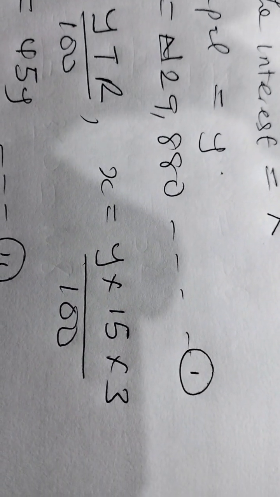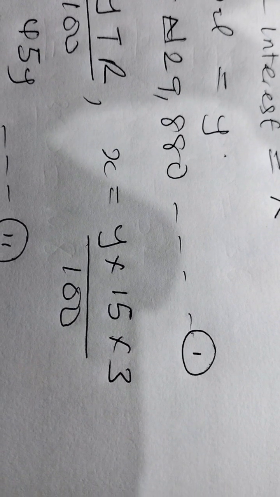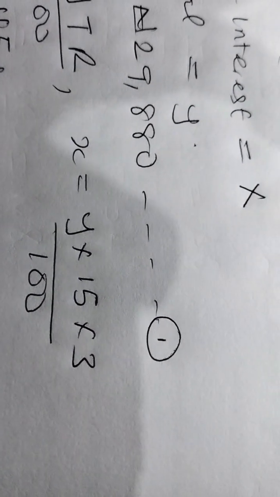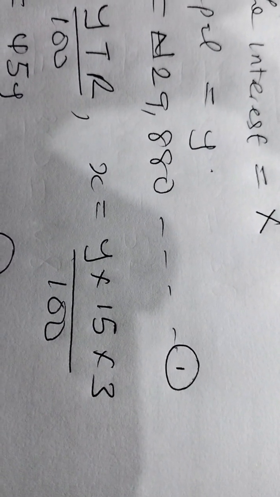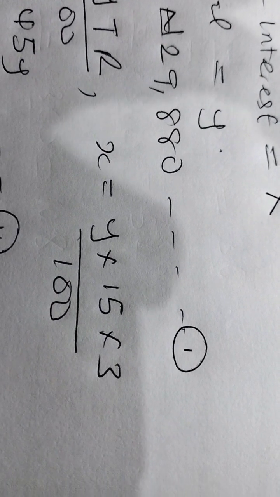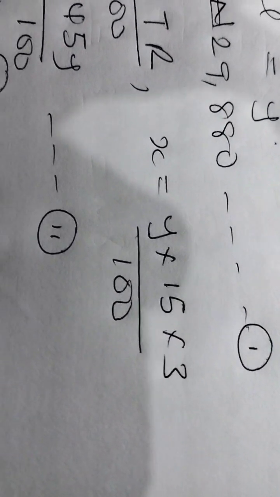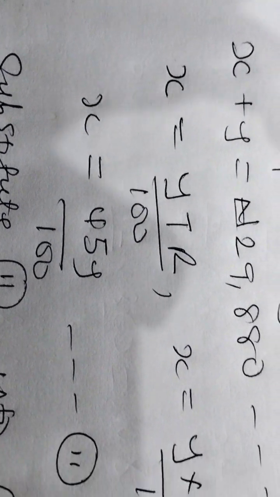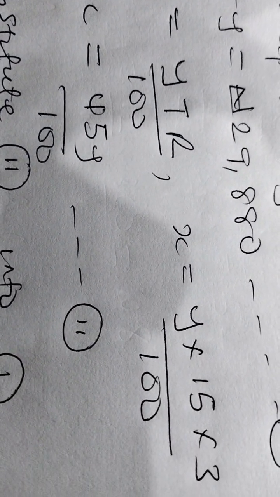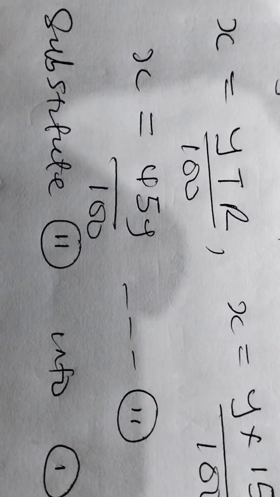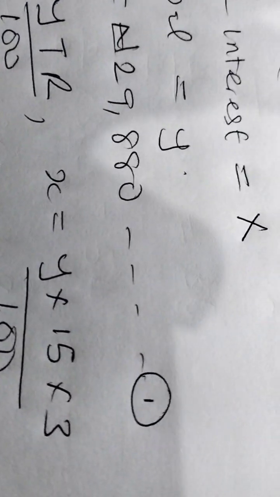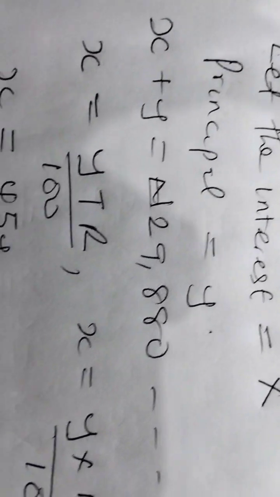Substituting, we have S equal to principal, which is Y, times 15, which is the time, and then times 3 over 100. 15 years is the time, then 3% is the rate. Then solving out, we have S equal to 45Y over 100, being equation 2. We now substitute equation 2 into equation 1.